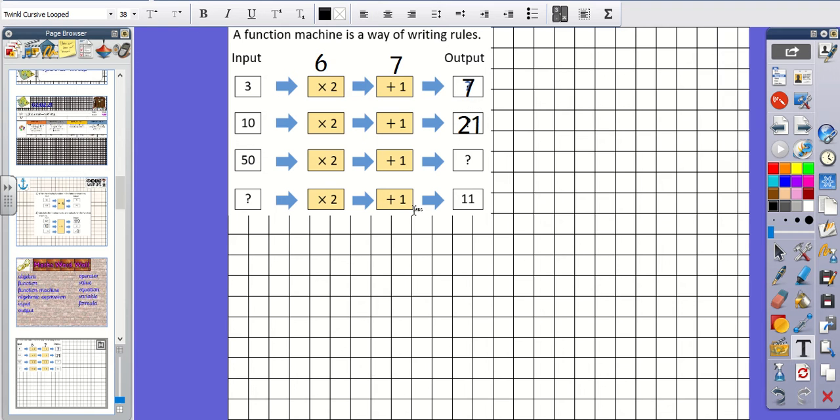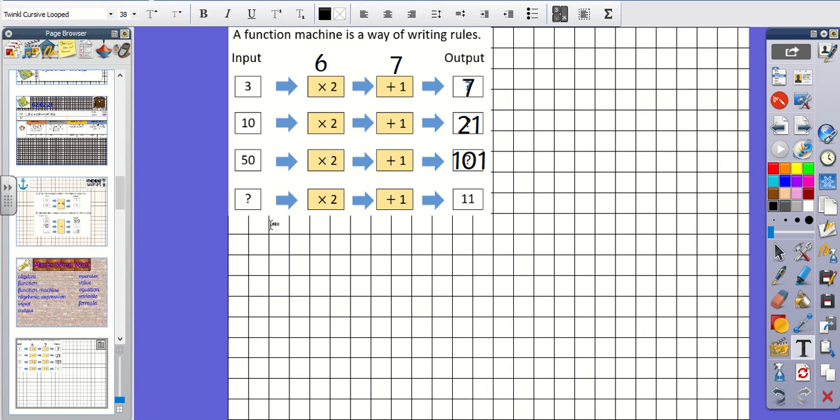Okay, then I want you to pause this video here and have a go at the next one. So 50 goes in, you multiply by 2, what do you get? You add 1 onto that. What is your output? You should have got 101.